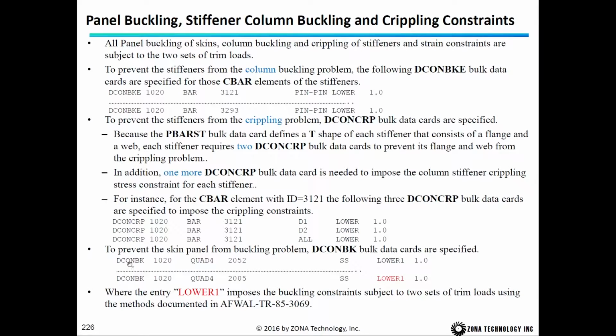To prevent the skin panel from buckling problem, the DCONS BK cards are specified. So again, the set ID is 1021 and applied to the QUAD4 element. This is a simply supported boundary condition, and lower 1 is a lower bound and imposes the buckling constraint subject to 2 sets of trim loads using the method documented in this Air Force report.